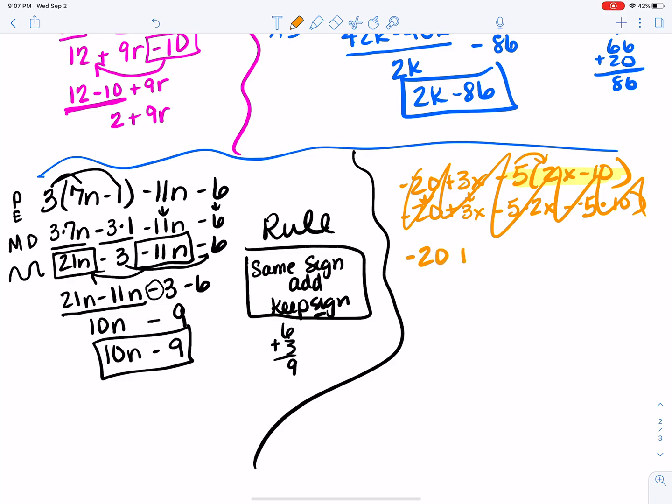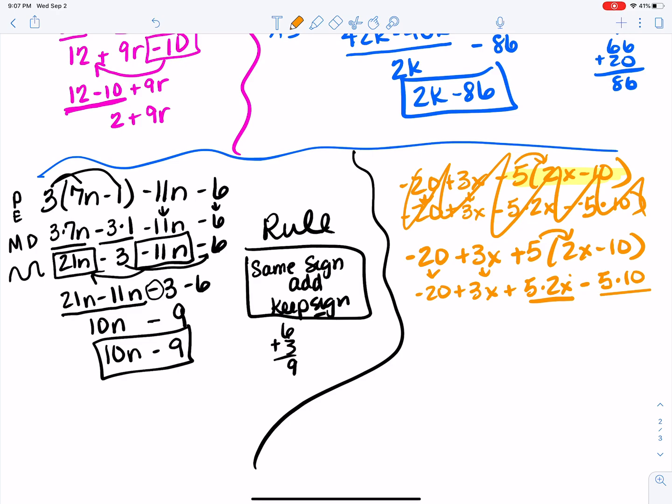Negative 20 plus 3x plus 5 times 2x minus 10. So bring him down. Negative 20. Bring him down. Plus 3x. Now we're going to distribute that 5. Plus 5 times 2x minus 5 times 10. Ignore my cats. We're going to do our multiplication. This still hasn't changed. Negative 20 plus 3x. This will be plus 10x minus 50.